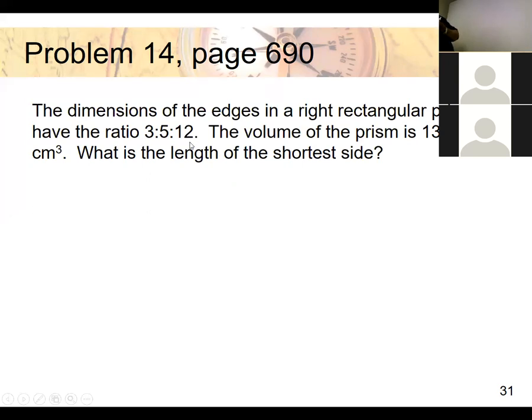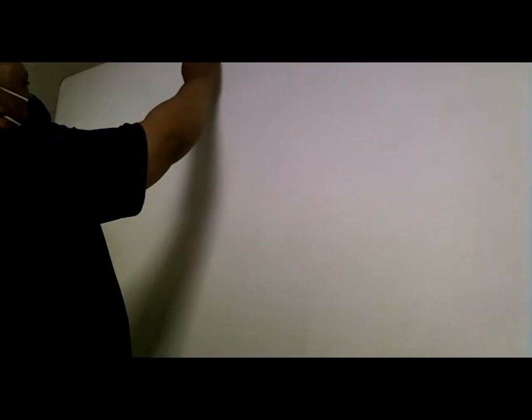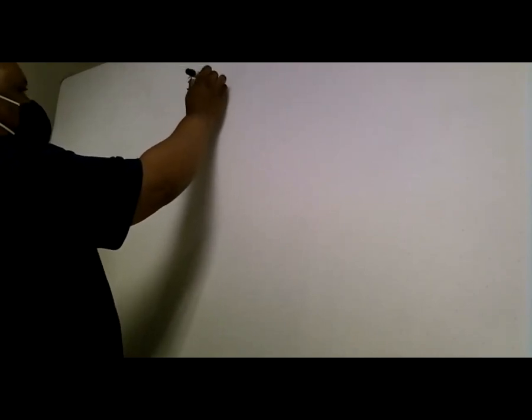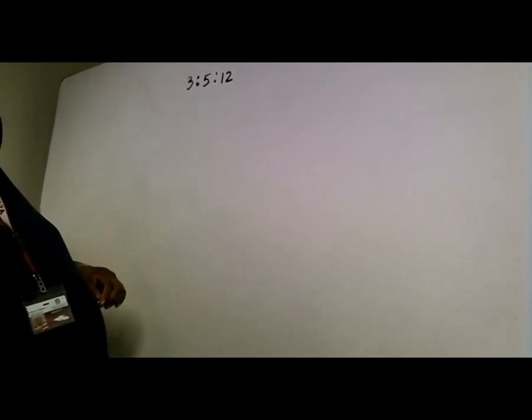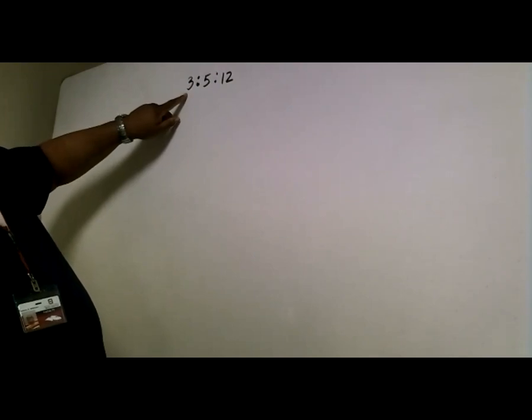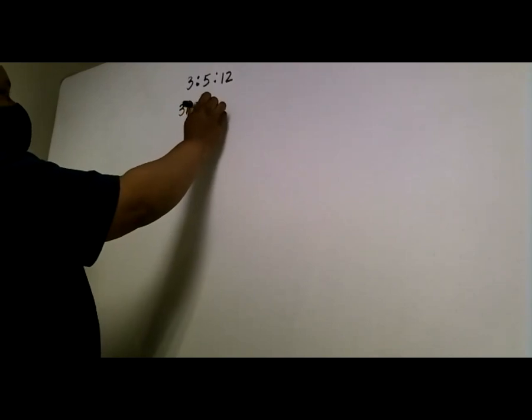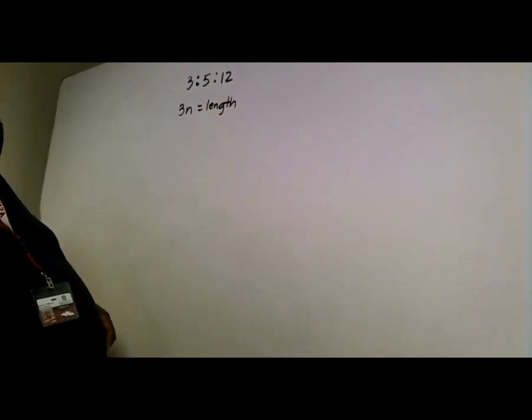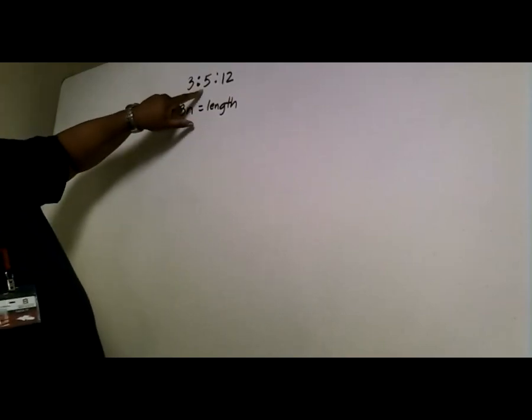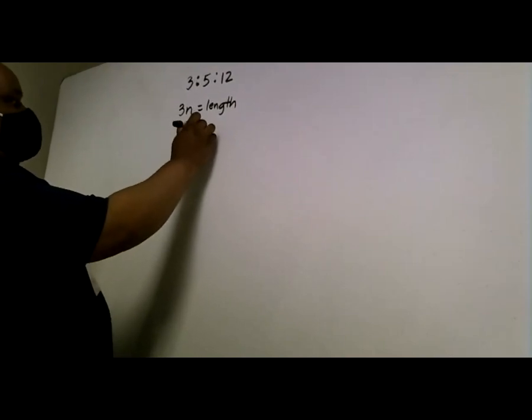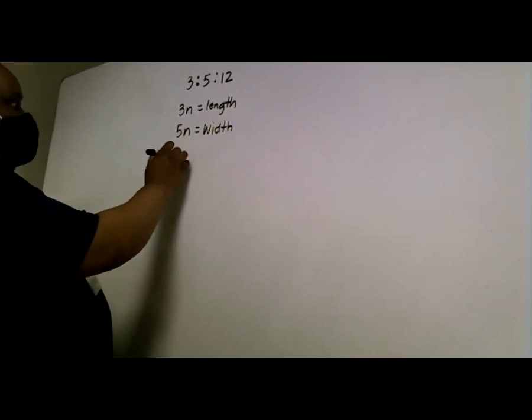Now this is in the form of a ratio, so we need to set this up as an equation. I'm going to show you how to do this. I'm going to use n as some type of unit amount, because it says the ratio of 3 to 5 to 12. Here the length has a factor of 3, so I'm letting 3n be the length. And the width has a factor of 5, so that's going to be 5n. That'd be the width. And then that 12 is your height. The height has a factor of 12.